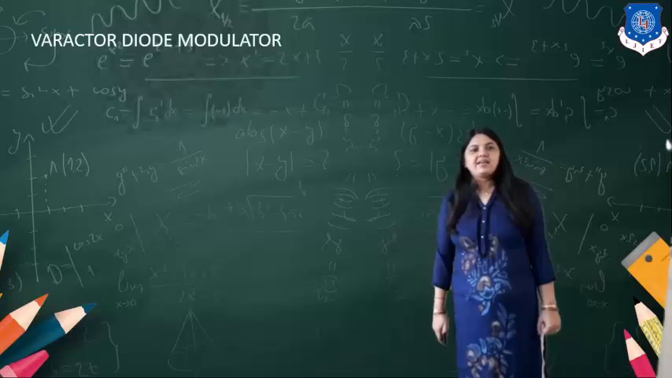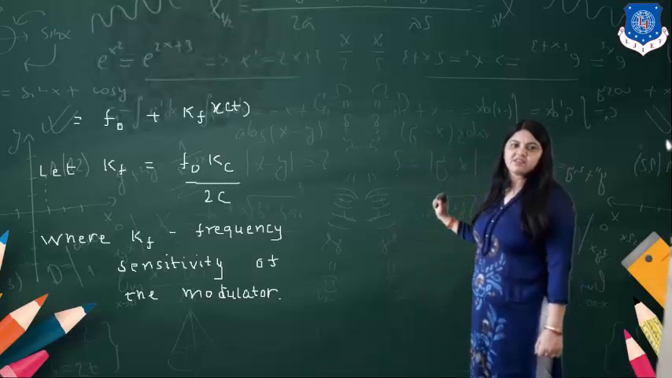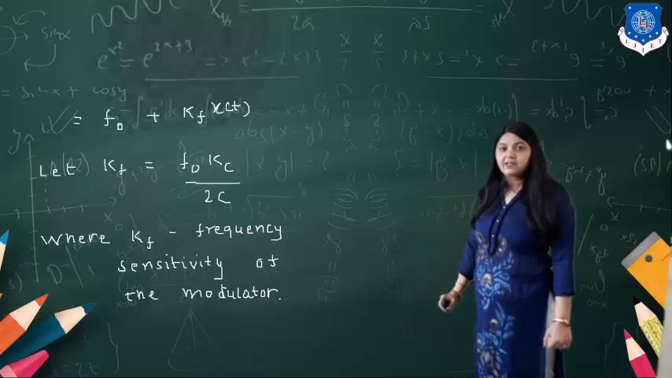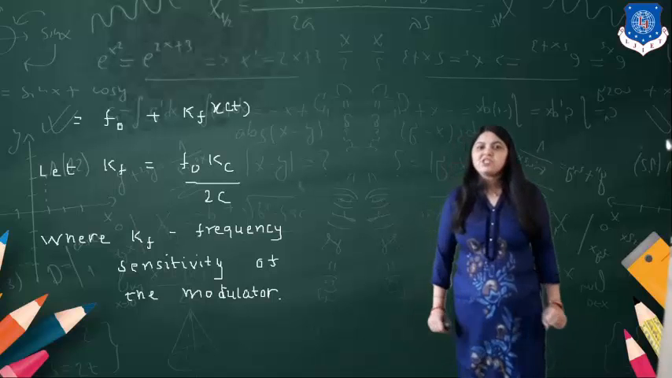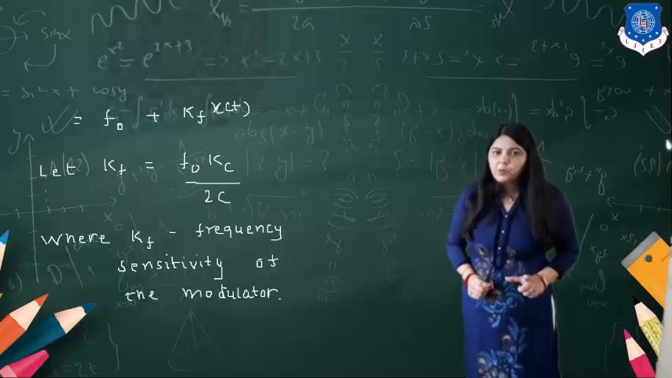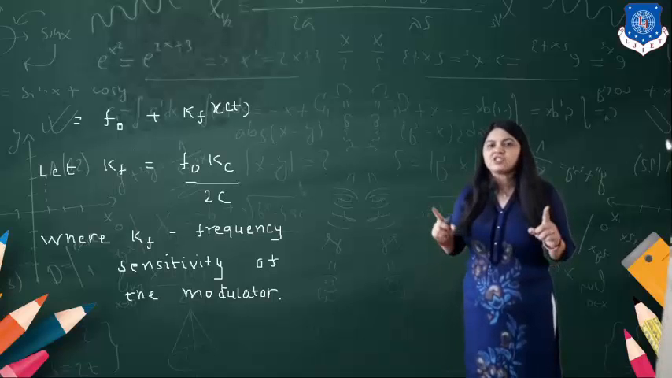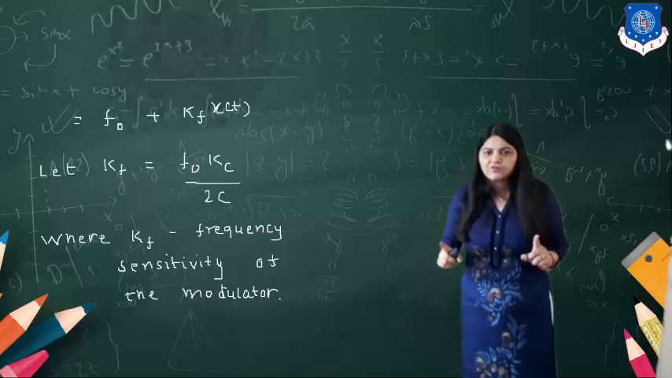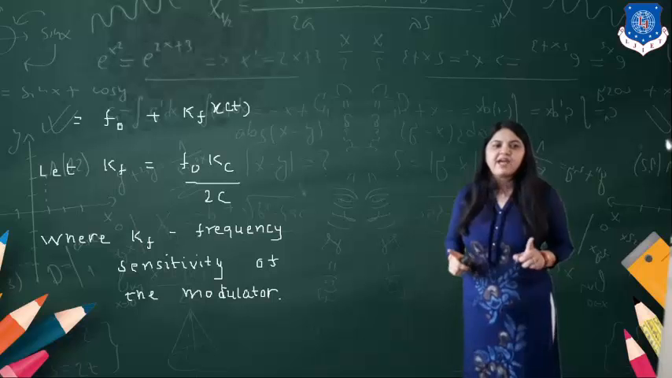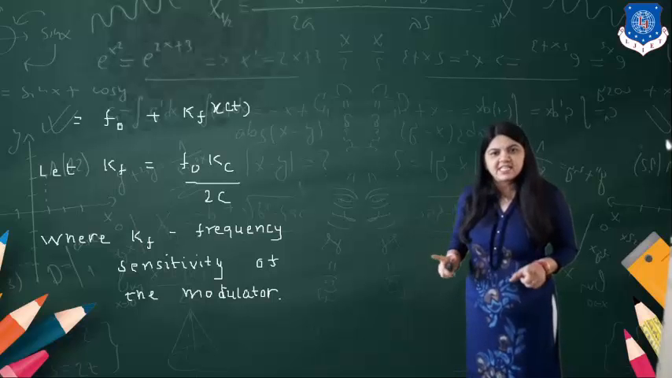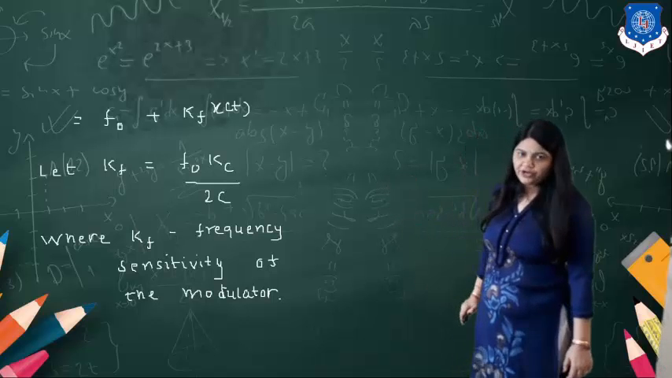Okay, so that frequency sensitivity value depends on which value? That's the capacitance value. So this way, by changing the reactance component of the circuit, we are able to change the frequency of the oscillator and we may generate the FM wave. So this is regarding the introduction to the reactance modulator.